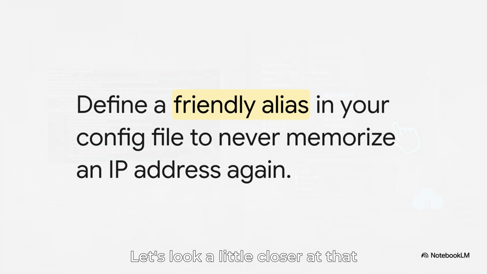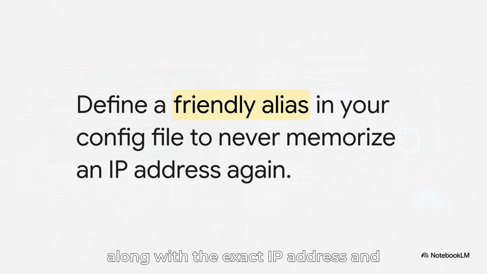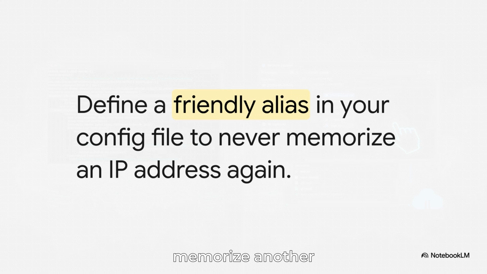Let's look a little closer at that first step, the configuration file, because honestly, it is a huge time saver. By mapping out a realistic configuration file with a friendly alias, something like staging-api-01, along with the exact IP address and the specific user like Ubuntu, you ensure you never have to memorize another string of numbers again. Once this is saved, VS Code automatically reads the file. From then on, your server just casually shows up in a friendly drop-down menu in your Remote Explorer.